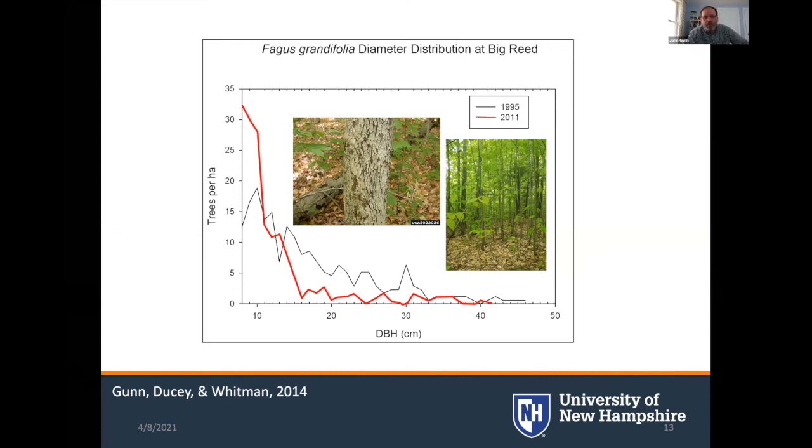And you can see how the diameter distribution shifted from 1995 to 2011 in those stands, and now we've got lots of little beech coming in. That has implications in terms of the stability of those carbon stocks and the resilience of those stands at Big Reed to ever achieve the volumes that they once had, if you've now got beech that has taken over the understory.